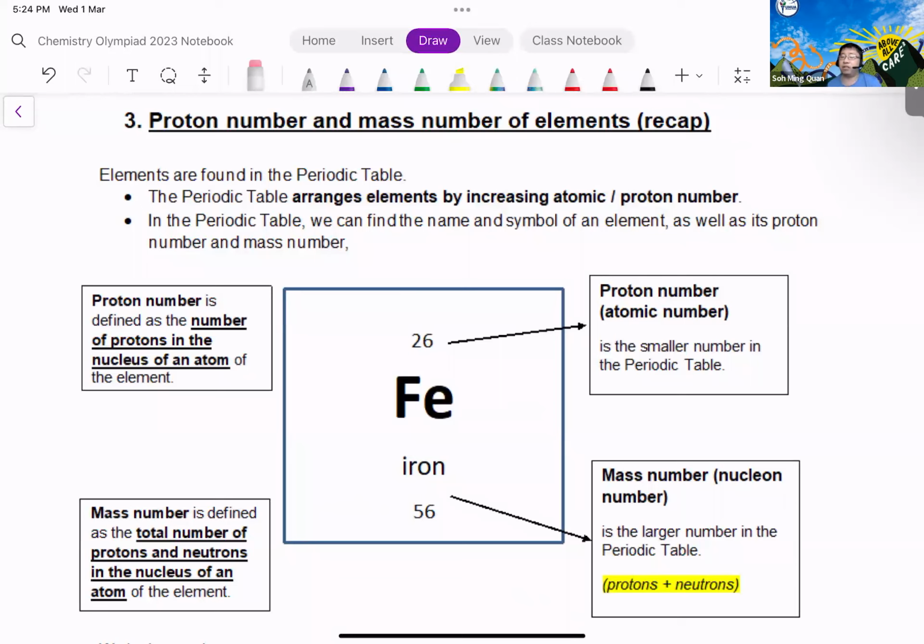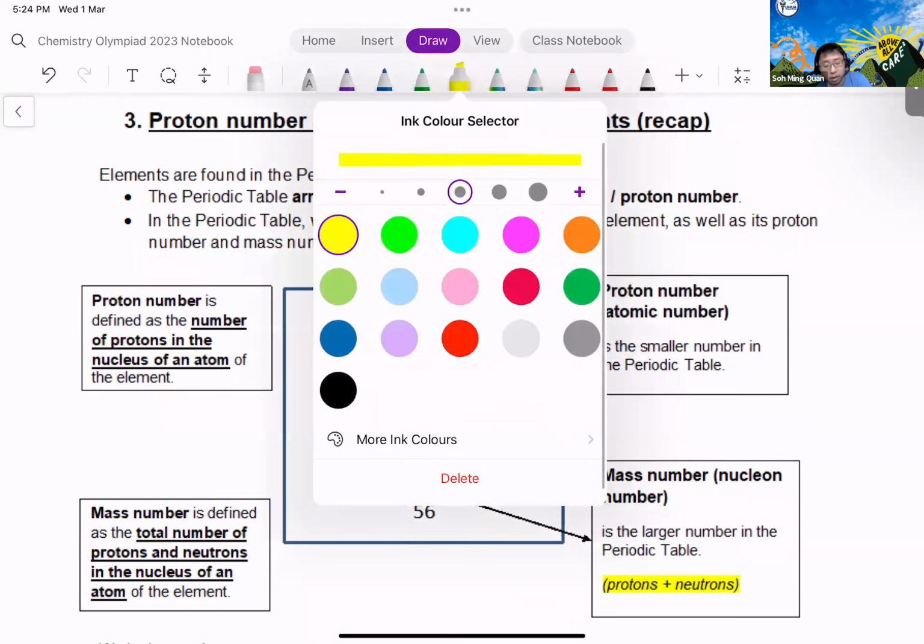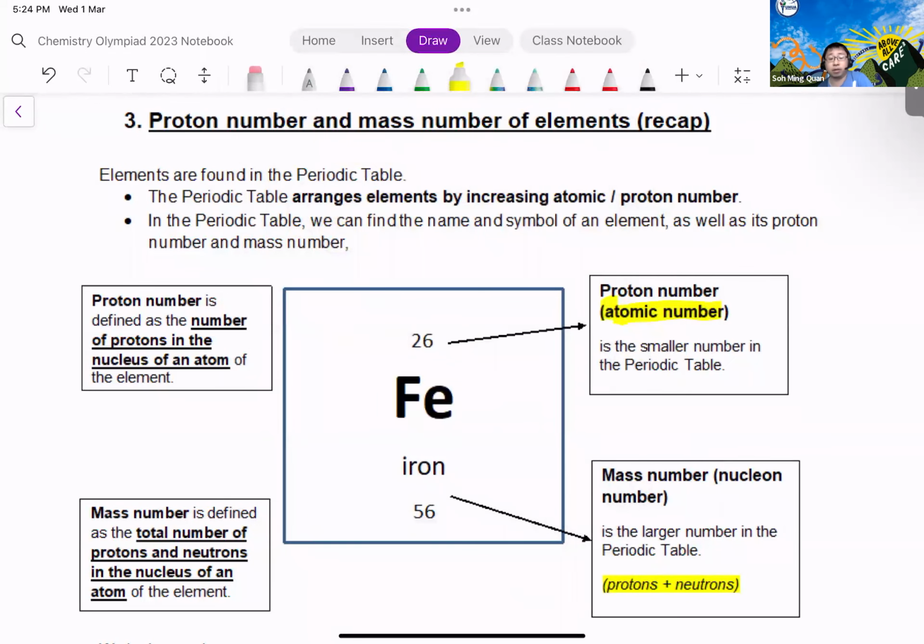So if you go to the periodic table, you will find your element symbol, the element name, as well as 2 numbers associated. The top number, which is a smaller number, is known as the proton number or the atomic number. So the smaller number gives you the number of protons. This one I think your teachers have explained to you. But why call it the atomic number? Atomic number is also the proton number, by the way. It's the same thing. So for iron, the atomic number is 26.